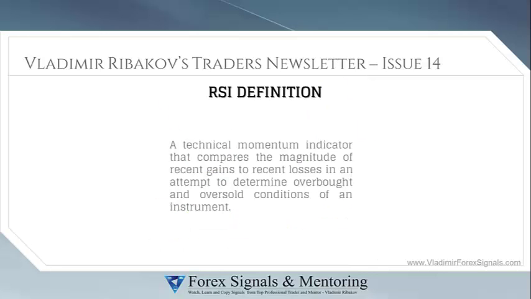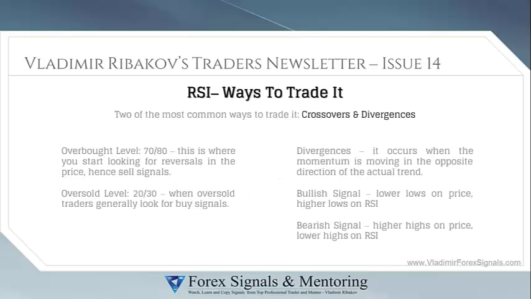RSI, by definition, is a technical momentum indicator that compares the magnitude of recent gains to recent losses in an attempt to determine overbought and oversold conditions of an instrument. The overbought level is considered to be 70 and oversold 30 by default, but I would suggest you change to 80-20, much more powerful and much more respected levels. We can use it this way, and of course by crossovers and by divergences as well.